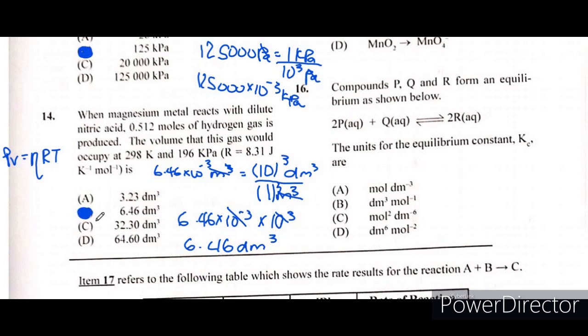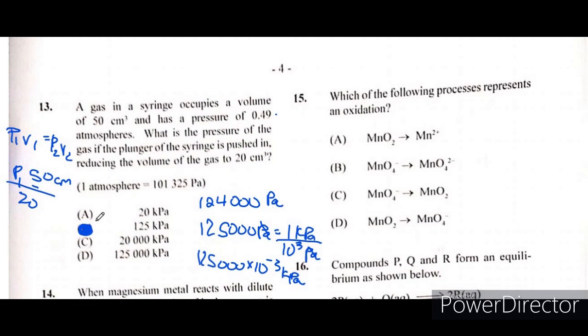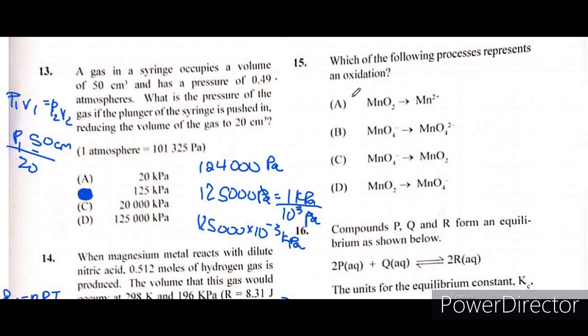Number 15. Which of the following processes represents oxidation? So can you find this by looking at the oxidation numbers? All right, so this is -2, and the entire compound here has a charge of 0, so you'd have +2 for manganese here, and it's manganese, so it was neither oxidized nor reduced, so this does not show oxidation.